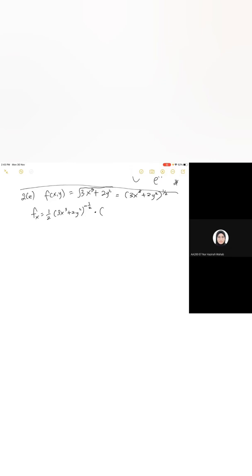Okay, so again, if we want to differentiate with respect to x, so only 3x to the power of 3 we differentiate, right? 9x squared. 2y squared will be 0. Why? Because it's only y. The y is not attached with x. So it will strictly become 0. Okay. So you write the answer nicely. 9 over 2 x squared, 1 over the square root of 3x to the power of 3 plus 2y to the power of 2.